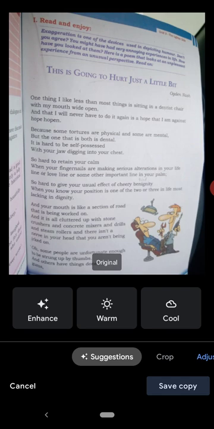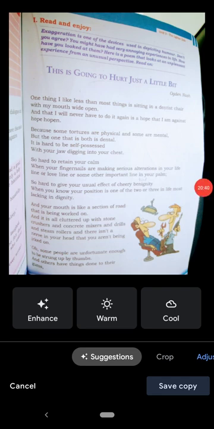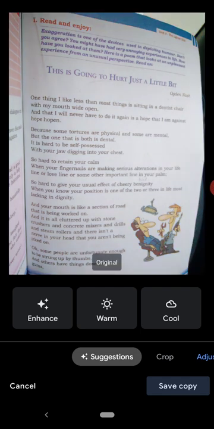So hard to give your usual effect of cheery benignity. Benignity means here what? Favorable. Benignity means favorable. Okay. So hard to give your usual effect of cheery benignity when you know your position is one of the most lacking in dignity.